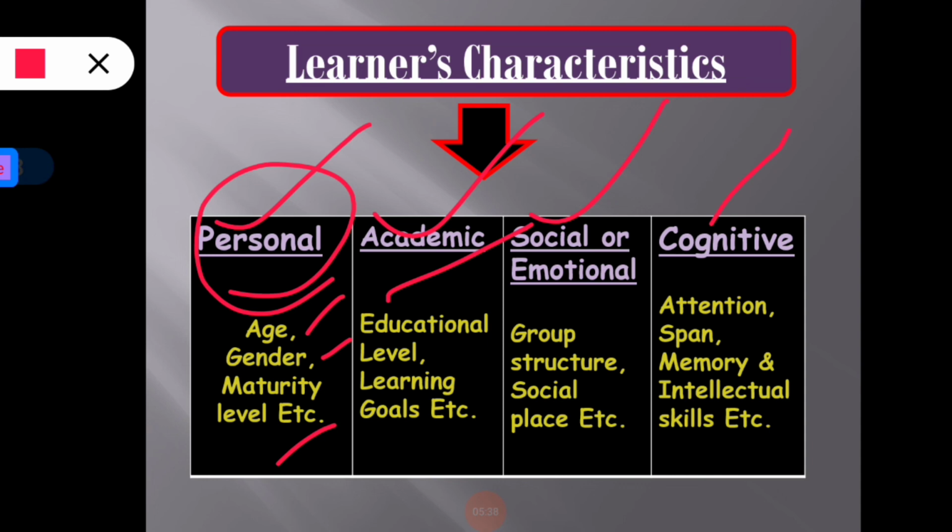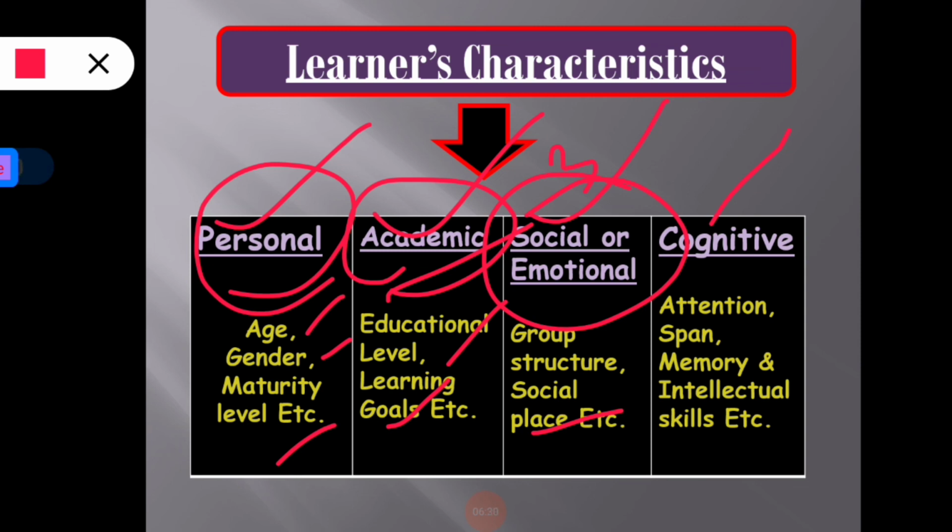Obviously academic characteristics include all academic information of the learner. So the educational level of the students, their learning goals, etc., are examples of the academic characteristics of the learner. And now we are going to the third point, that is the social or emotional characteristics. It is basically based on the relation of a group or of an individual with the group. So group structure, the place of the individual within a group, self image, mood are examples of the social or emotional characteristics of the learner.